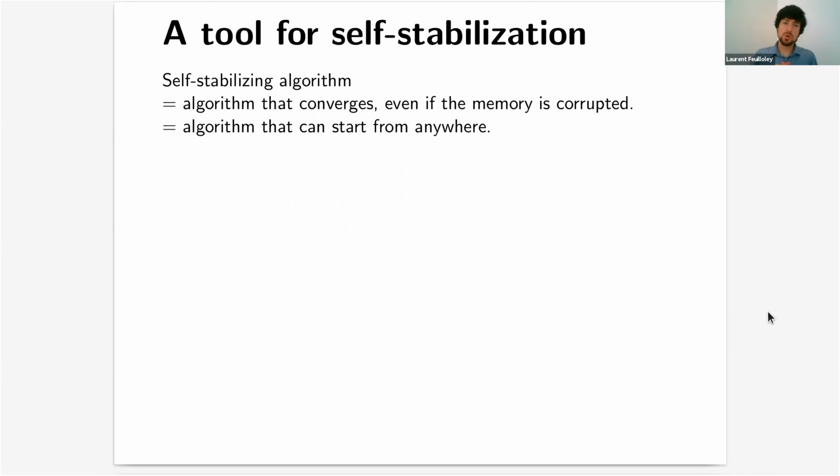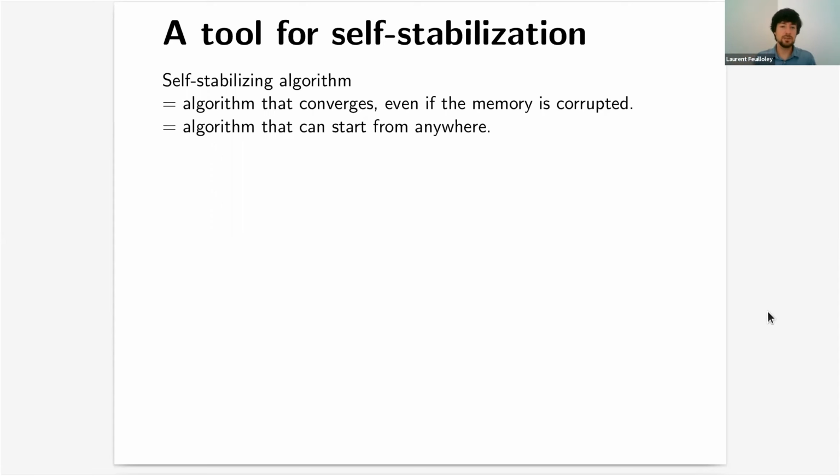But a self-stabilizing algorithm, or should I say a silent self-stabilizing algorithm in the state model, is basically an algorithm that can converge even if the memory is corrupted, even if an adversary comes and just replaces the memory by something else. You believe that you have received a message from some machine that has ID 6 that was saying something, but actually that's not true. That's the adversary that has written this in the memory, for example. And one way to think about this is to think that it's an algorithm that can start from anywhere.